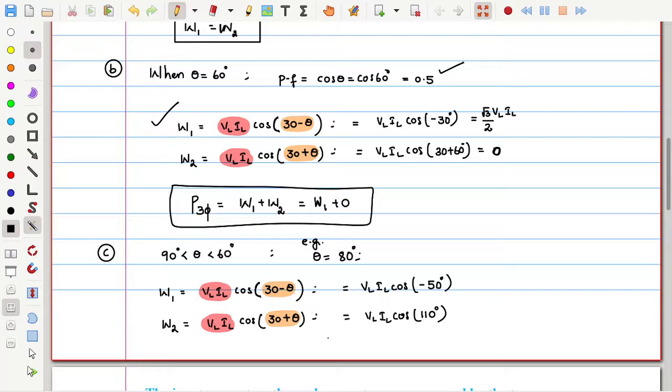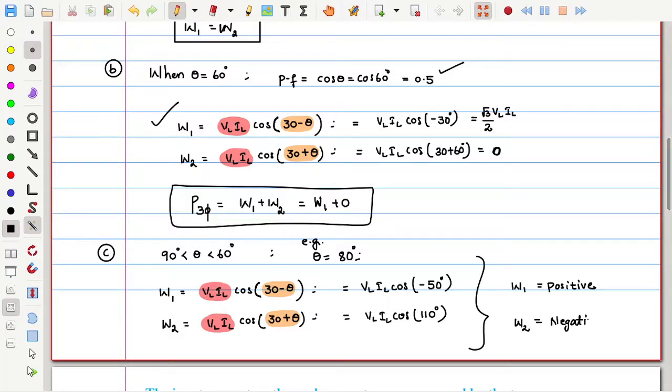Cross verify. Cos above 90, what value will we get? Negative value, right? Yes, sir. So in this range, between 60 to 90 degrees, one wattmeter, W1, will show a positive reading, whereas W2 will show a negative reading.